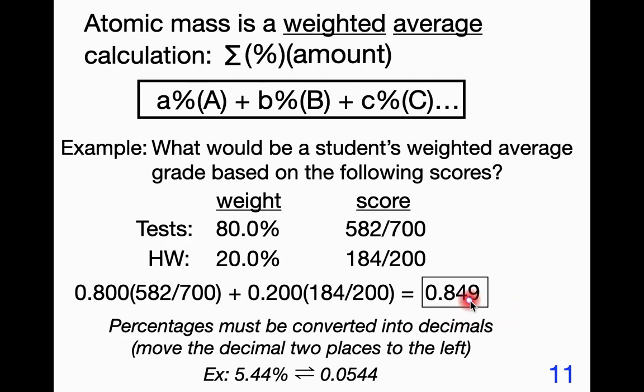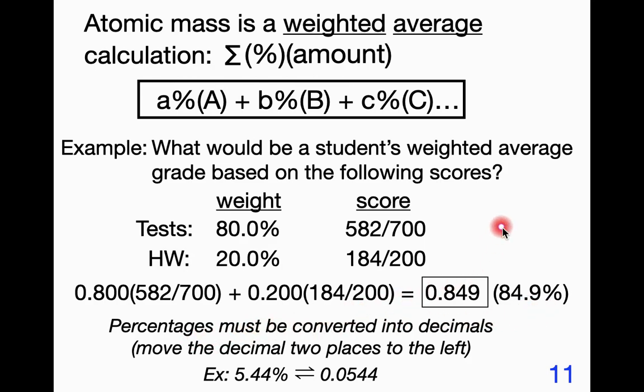Now, when you plug this into your calculator, you would get 0.849. Now, we want a percentage, so this is our decimal percentage. To convert it back, going in the opposite direction to make it a percent, this would be 84.9%, moving the decimal place over to the right 2 places.